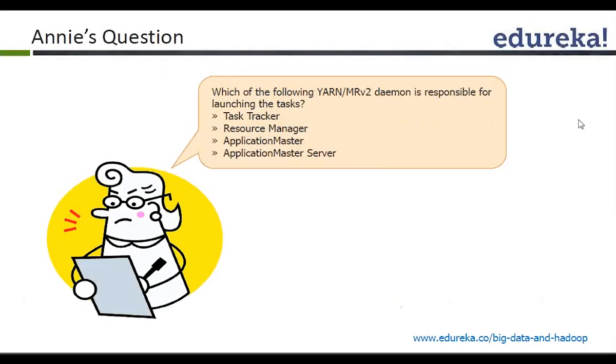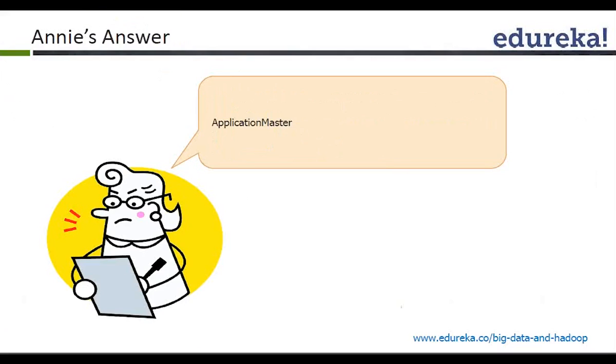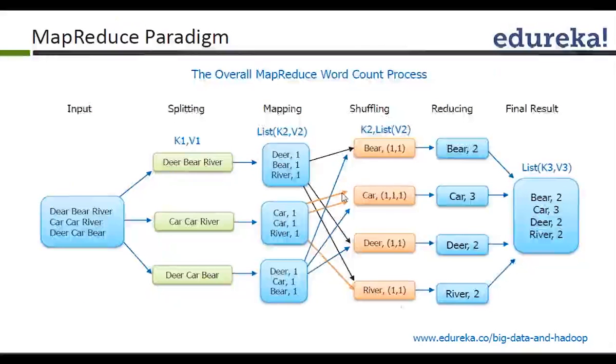So which of the following is responsible for launching the task? Okay, what is a task? A task is nothing but a map task and a reduce task. Who is responsible for launching a map task and a reduce task? Task tracker, that fellow is not there. Resource manager or the application master? Resource manager is for the resource management. It is the application master who will communicate with the node manager to launch the task. So, like we said, the answer is application master.